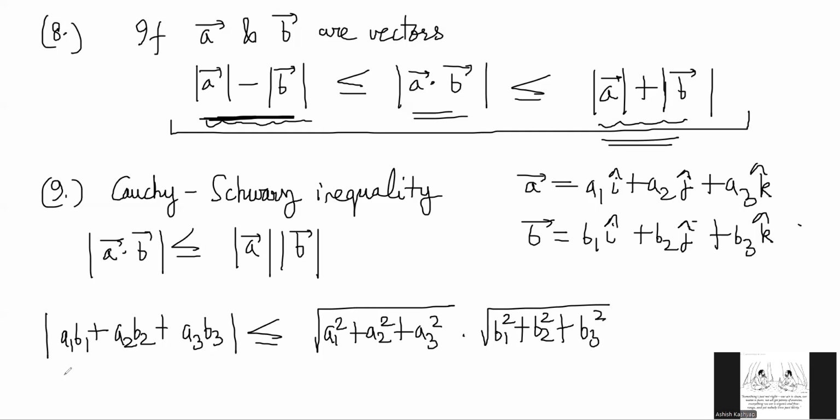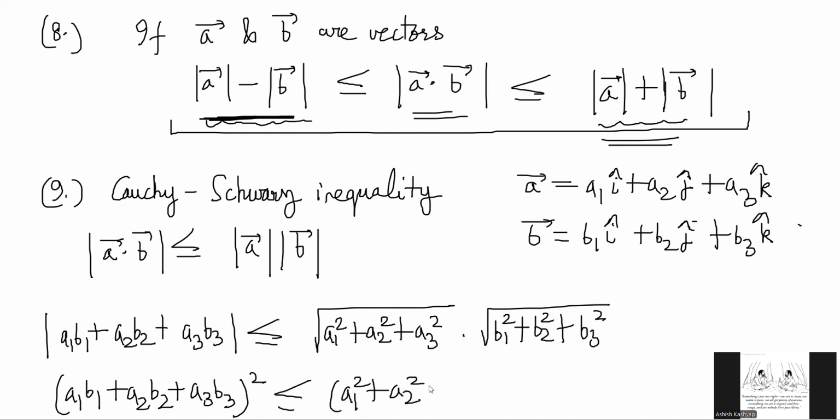And if you square this, you will get the Cauchy-Schwarz inequality, which is very important in mathematical Olympiad problems and sometimes even in JEE problems. So this is less than or equal to the product of A1 square plus A2 square plus A3 square and B1 square plus B2 square plus B3 square.